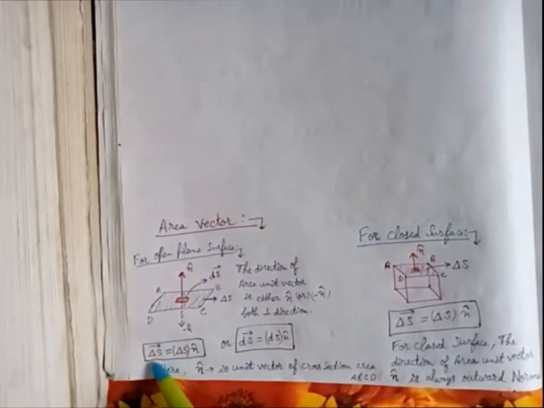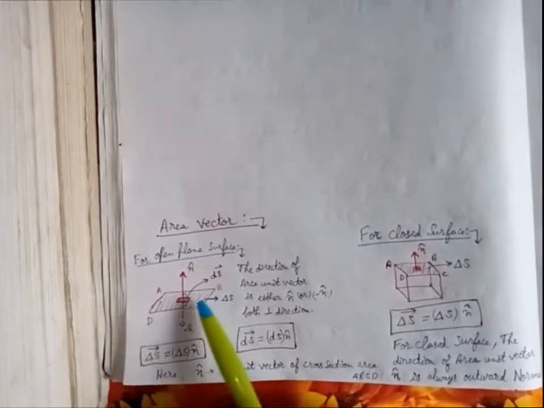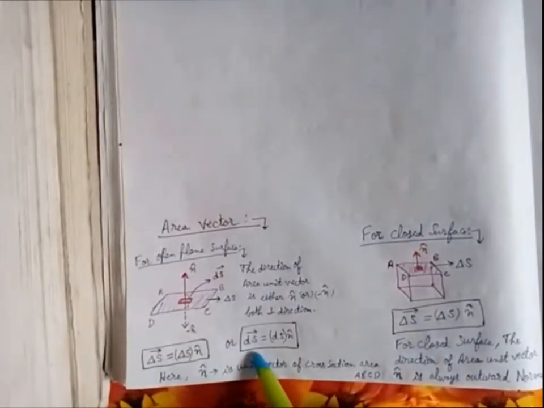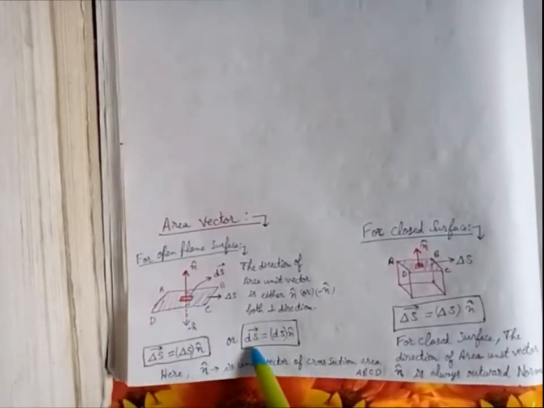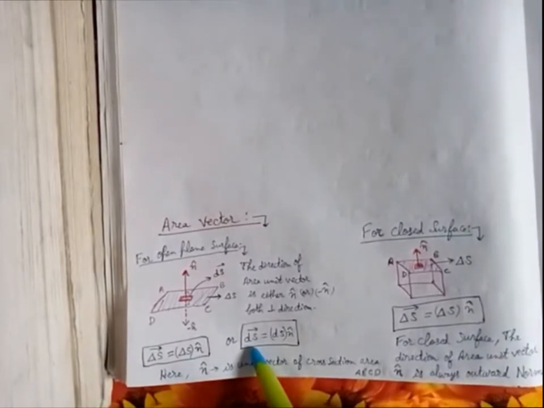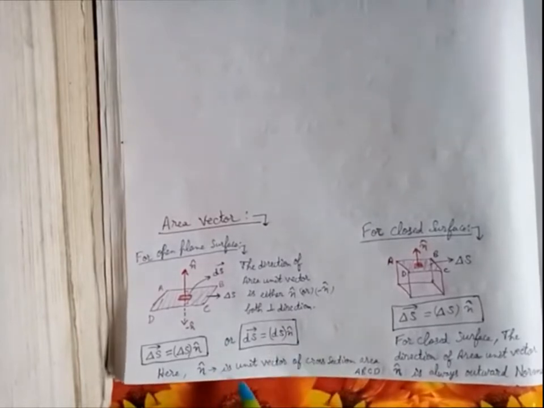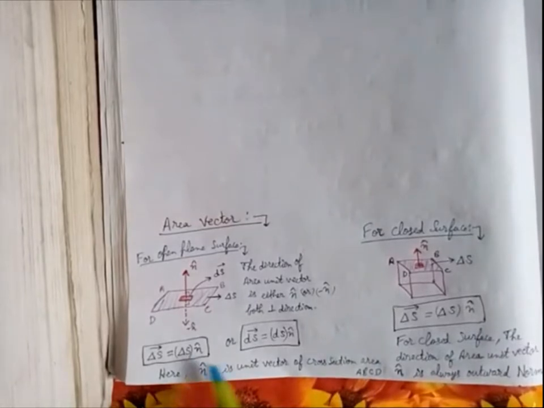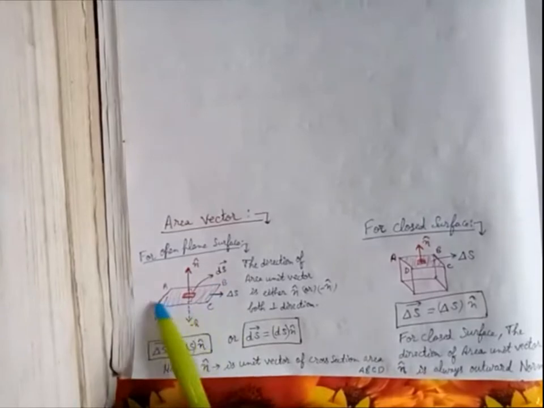So delta S is representing the small area of the plane, and ds is a very small part of that plane. This very small part of that plane is represented by a small d element, that is known as ds. So n cap is the unit vector of the cross sectional area ABCD, which is always perpendicular with respect to that plane surface.